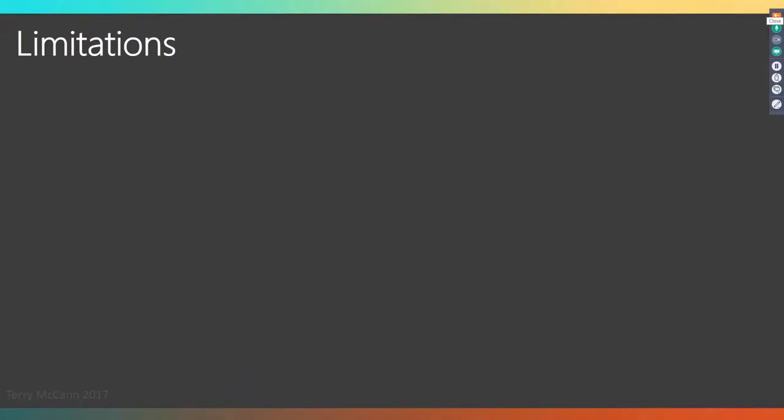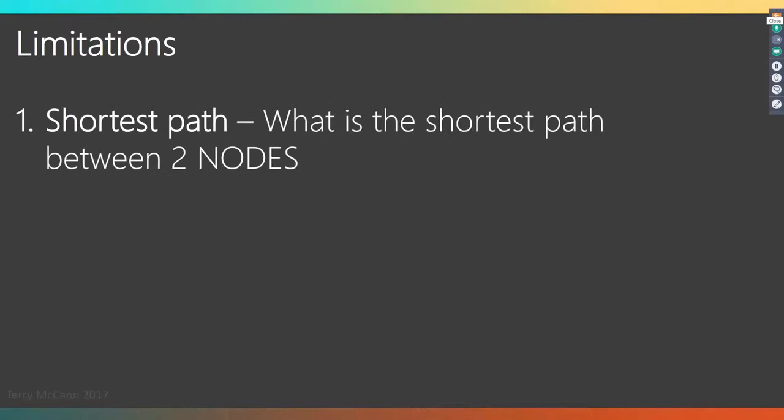So, limitations. This limitations screen will look a little bit similar to some of the use cases that we might want to do. Okay, limitations. If I want to work out the shortest path at the moment using SQL Server 2017, it's not really possible. You can kind of do it by a little bit of pre-calculation and recursive CTEs. But, you know, we're not doing the right thing yet. So it's not really there.